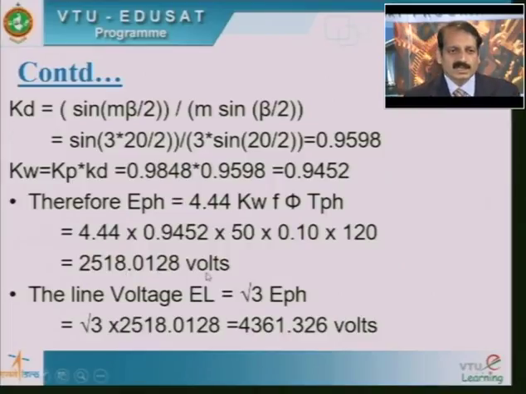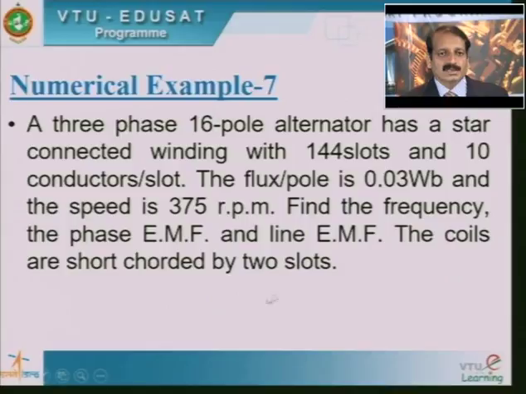So, phase voltage RMS value is given as 2518.0128 volts, and since it is a star connected alternator, line voltage EL is equal to root 3 times the phase voltage, and by substituting this here we get 4361.326 volts. Let us consider the next example.